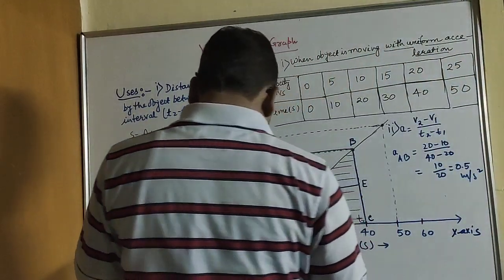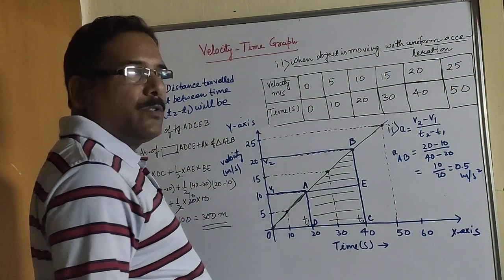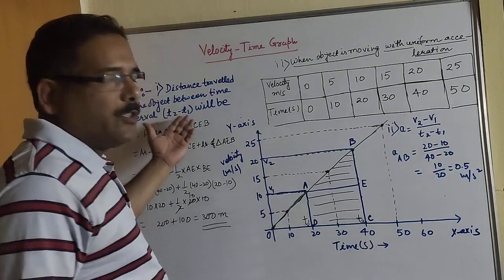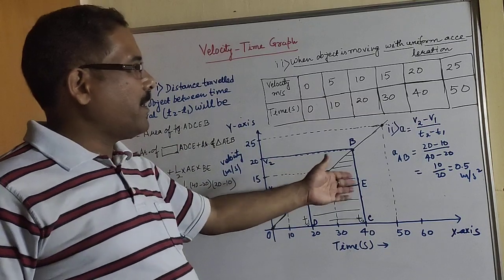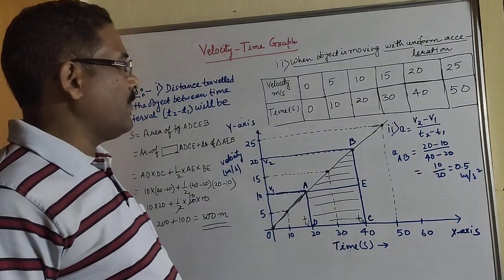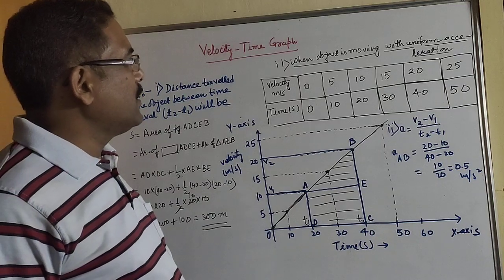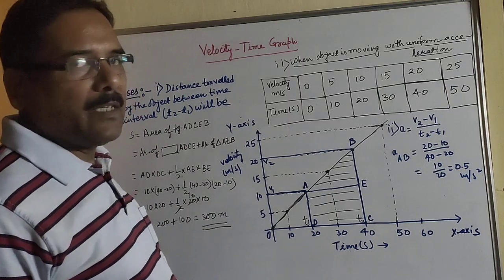So this is another important use of velocity time graph, that we can calculate the magnitude of displacement and we can also calculate acceleration from it. Now in next class I will tell you some other varieties of velocity time graph.